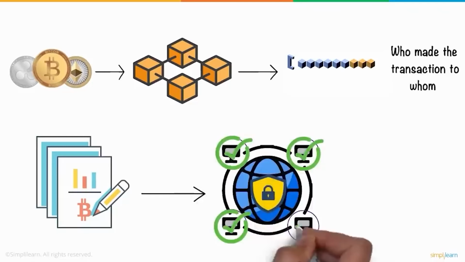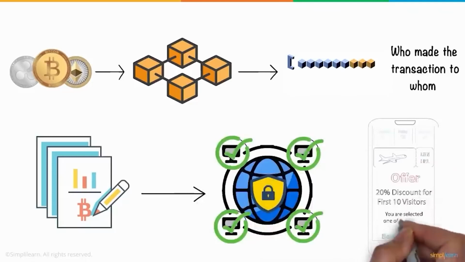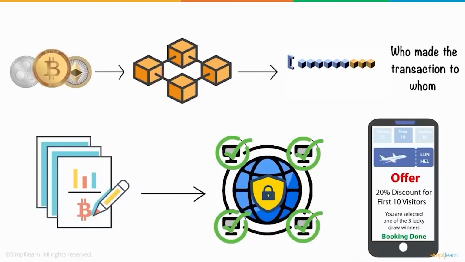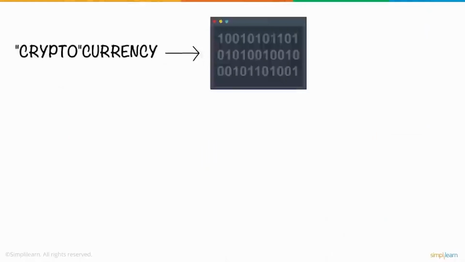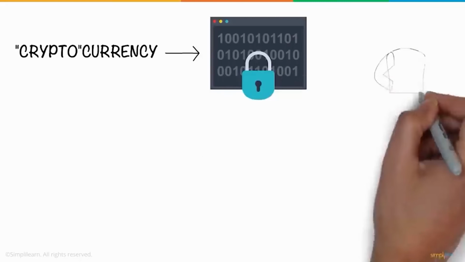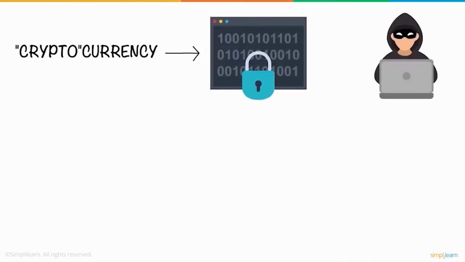Then it is verified and validated by every node to proceed with the process of making the transactions. The crypto in cryptocurrency stands for cryptography, which is a method of using encryption and decryption to secure the data in the presence of any third party with ulterior motives.